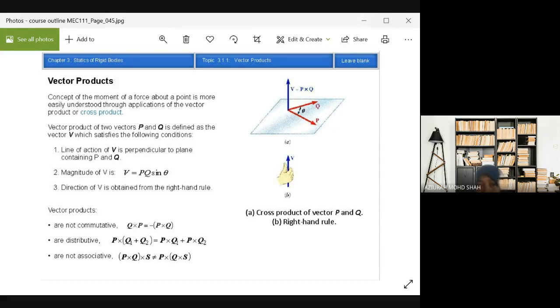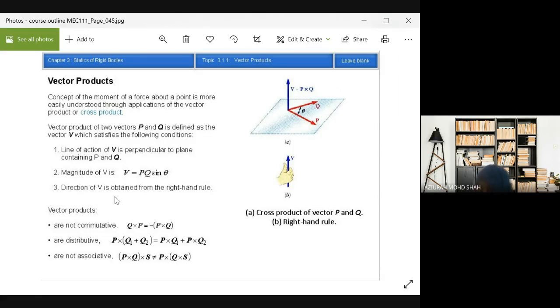Vector product or cross product is not similar with dot product. Okay, itu satu. Second, right, you tengok clockwise ke counterclockwise, ataupun kita tengok which one we cross. Is it P cross Q or Q cross P? Itu yang kedua. Yang ketiga, direction of moment is determined by the right hand rule, by the thumb.